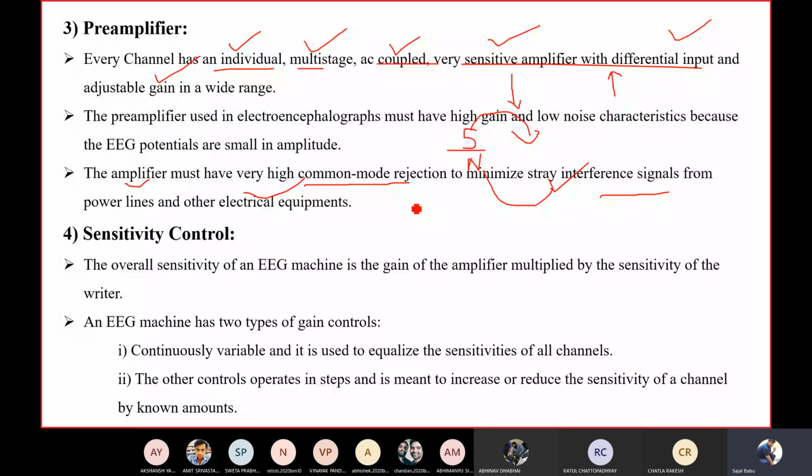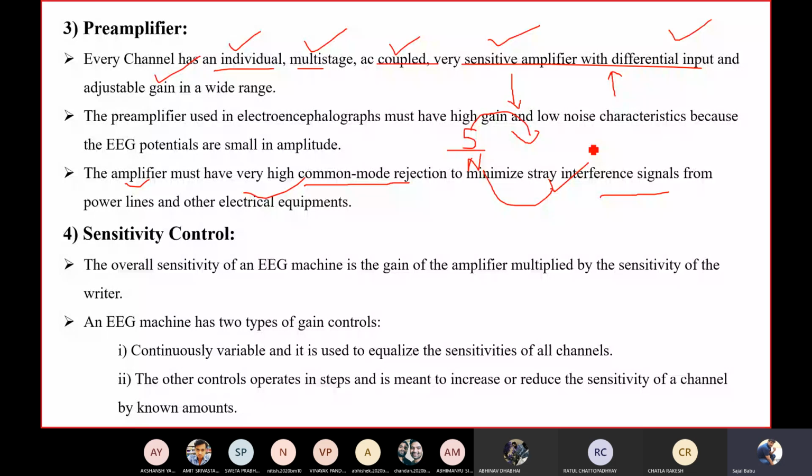Okay, so just remember about the sensitivity, because the sensitivity control is just to control the picking up of the signal here, and the next important parts are filters, noise, and then the writing part, all these things. Okay, so coming on to the sensitivity control.